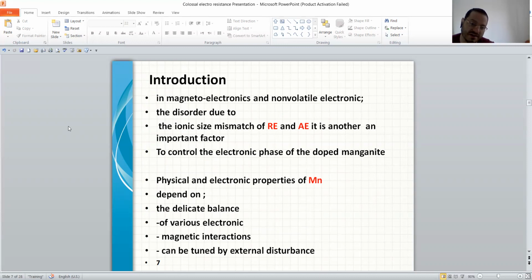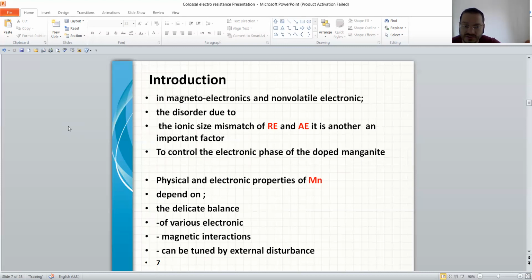These things are a delicate balance of a few things. First, various electronic and magnetic interactions. The last one is tainted by external disturbance, we can say.